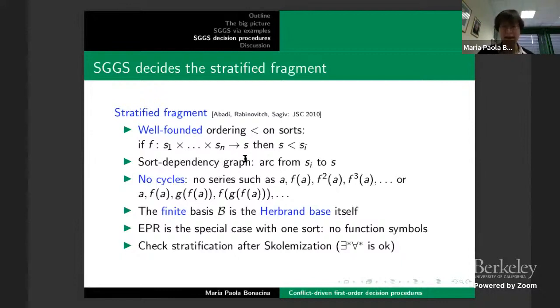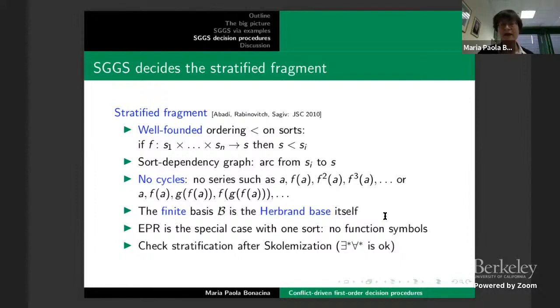to an image of sort S, then the image sort is strictly smaller than all the sorts of the arguments. If we draw a sort dependency graph with an arc from a sort appearing among the arguments to the sort of the image, we get a dependency graph which is acyclic, which means there are no infinite series of terms such as a, f(a), f²(a), and so on, because we don't have a cycle of length 1, f on itself, and we don't have a cycle of length 2, so we cannot build a, f(a), g(f(a)), f(g(f(a))), and so on.